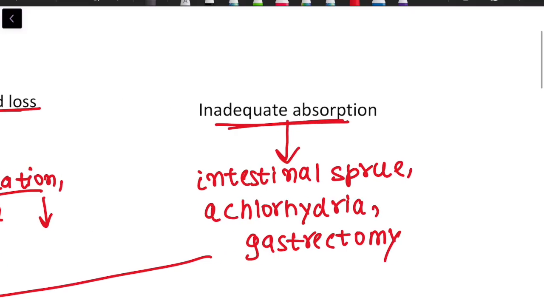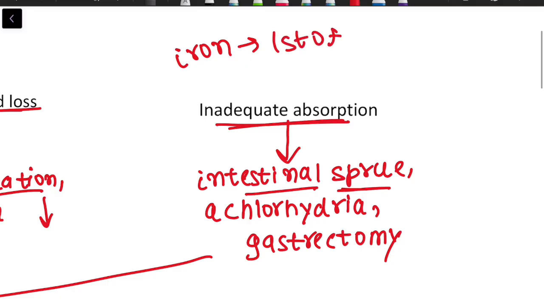And if I talk about inadequate absorption, where the body is not losing iron from its stores, but basically it's not getting enough iron because it is not being absorbed properly in our GIT. So this can be seen in cases of intestinal sprue, where the intestine can't absorb an appropriate amount of iron. For example, the iron is especially absorbed in the first part of the duodenum. This you should know. So in cases of sprue, the villi of the intestine are atrophic and they can't absorb an appropriate amount of iron.